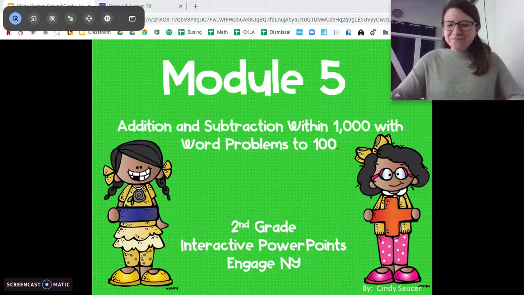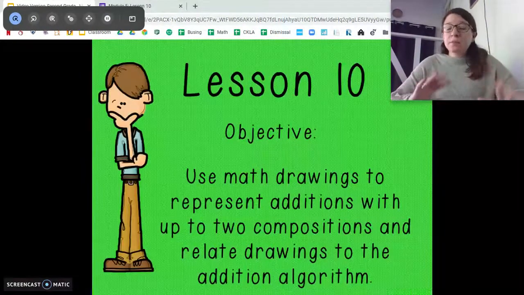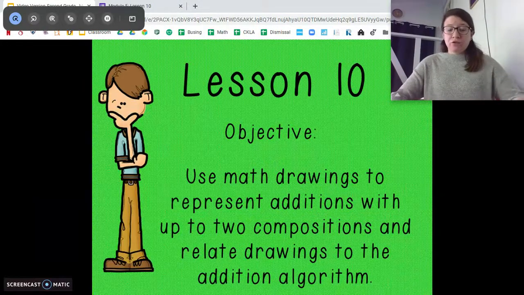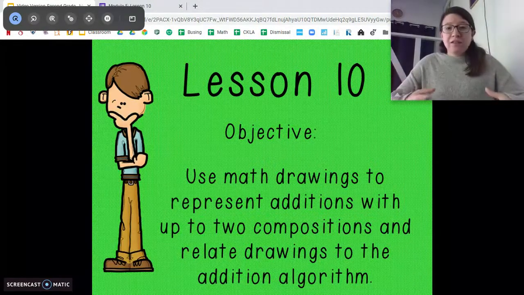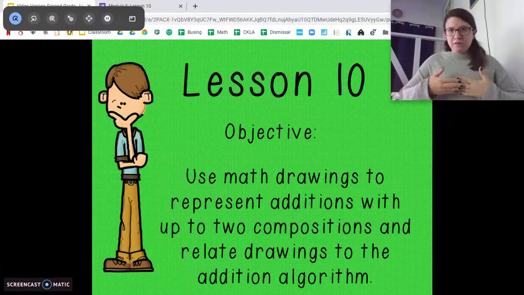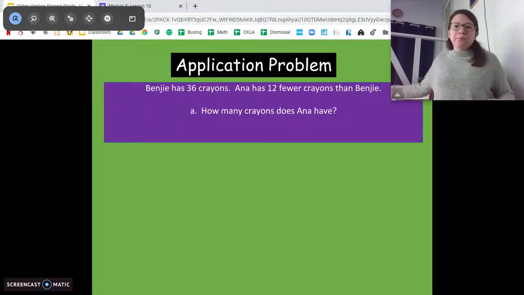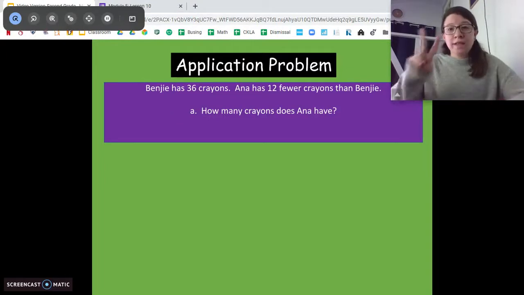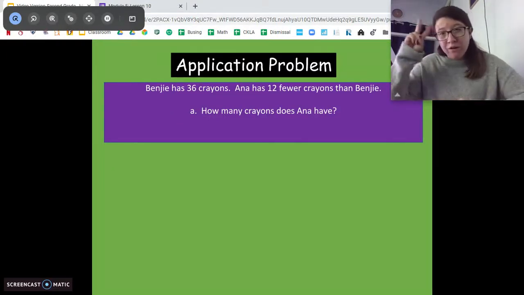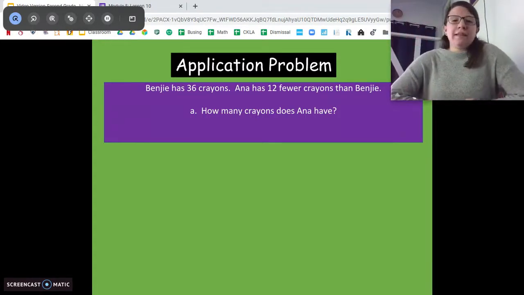We'll get started. Okay, so today, like I just said, we're going to use our math drawings of our place value charts and the algorithm to better understand how we're adding and how the addition algorithm works. All right, let's start off with our application problem. So again, this is a two-step problem. We're going to do one step at a time, and I'll walk you through it, but remember, we're using the information for 2 steps.